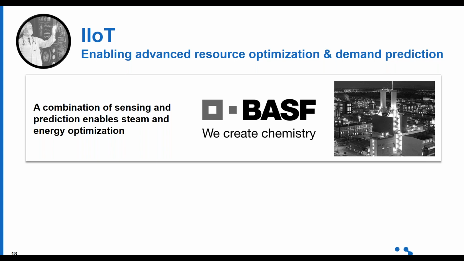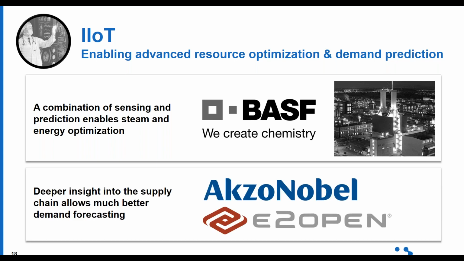But it's not just a production technology. AkzoNobel partnered with E2Open for supply chain IoT. So their products that AkzoNobel produces are actually sending data back to AkzoNobel, and this allows them to improve the accuracy of their demand forecasts by around 30 to 40%. So they're able to operate more efficiently in terms of knowing what they need to produce, and they're able to reduce their risk in terms of misunderstanding the demand.